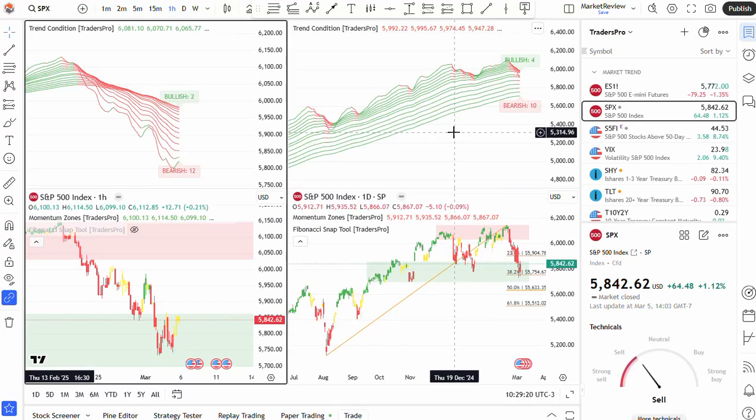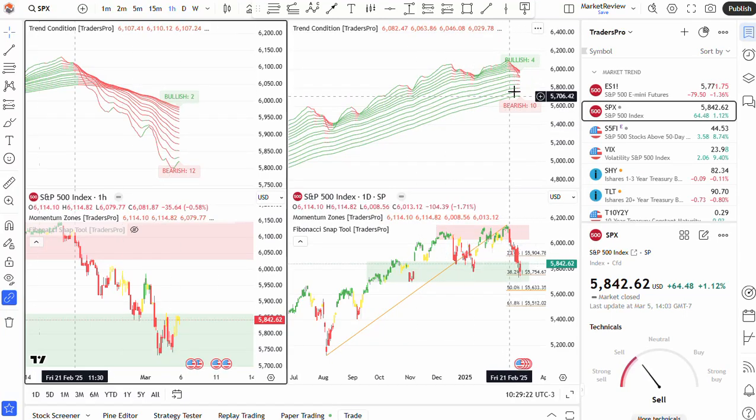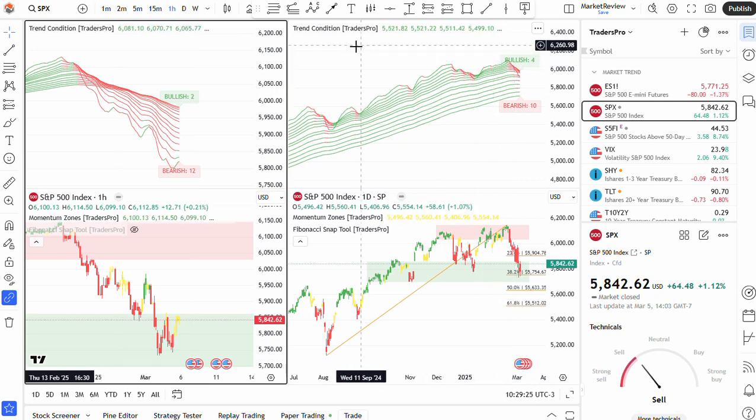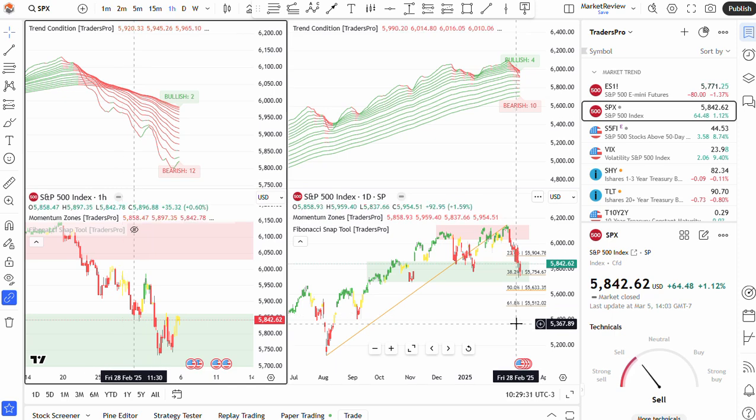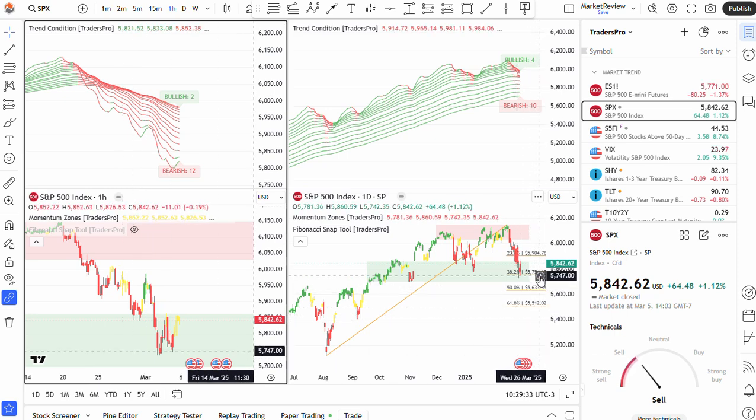Our conditions are bearish. Currently, we have majority bearish at 10 and 4 on the trend condition indicator. We're seeing that on the daily time frame for S&P 500. We're back to the 382 location. We tested that yesterday, and we're inside of this demand block as well.